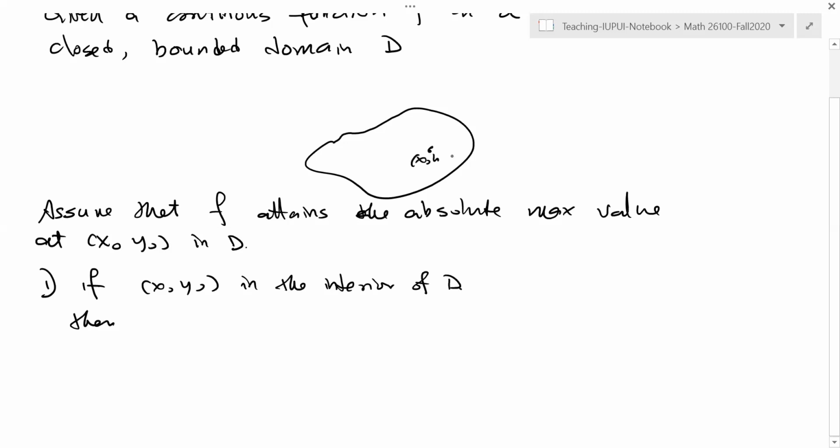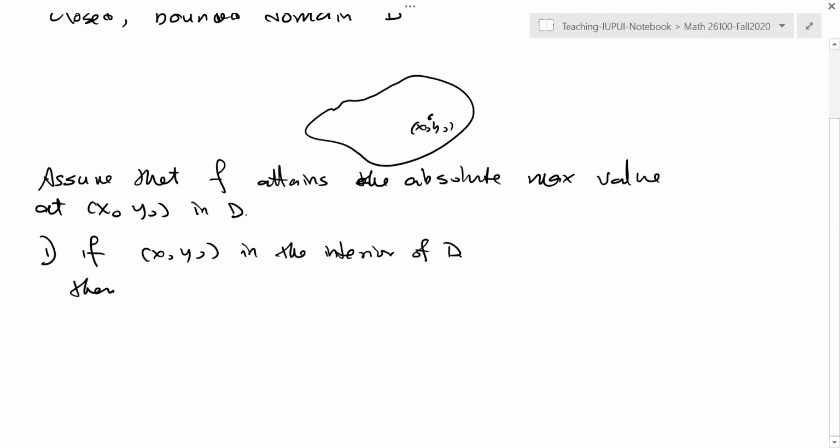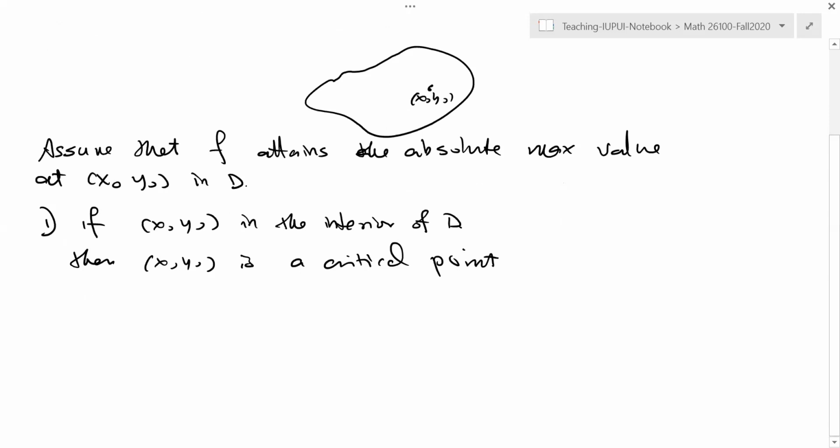If it's inside, then you just need to find the maximum value. Well, then this must be a critical point. Critical point by definition is where the function is not differentiable or the derivative is zero, okay? So that means if f is differentiable, then the derivative must be zero.